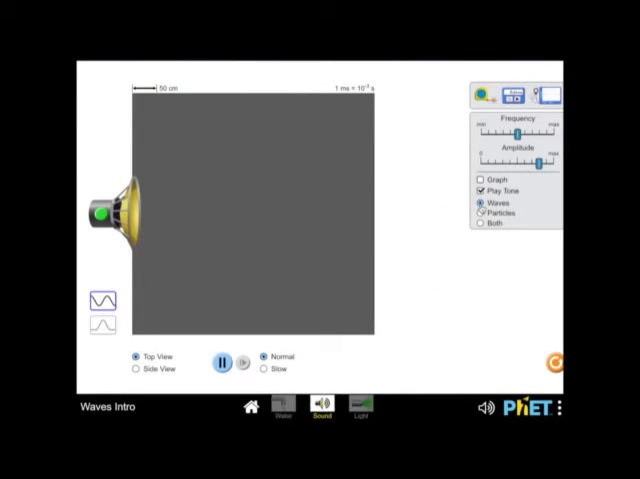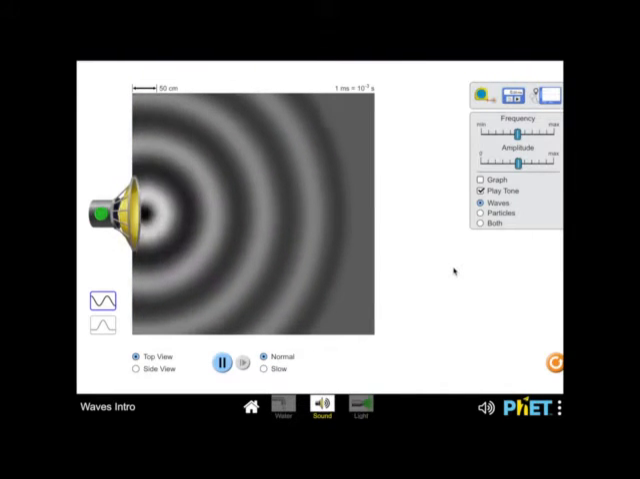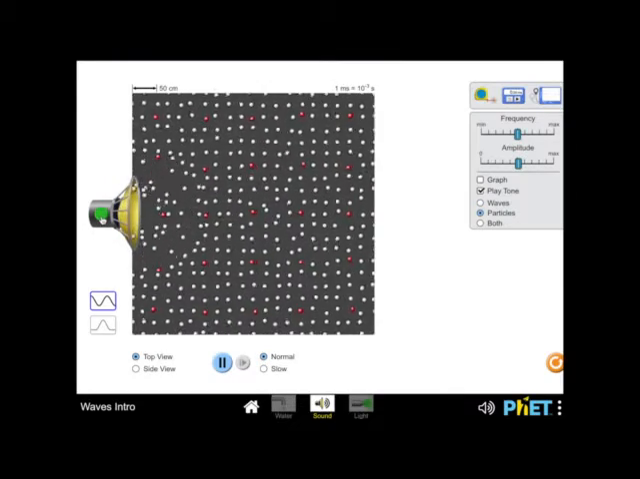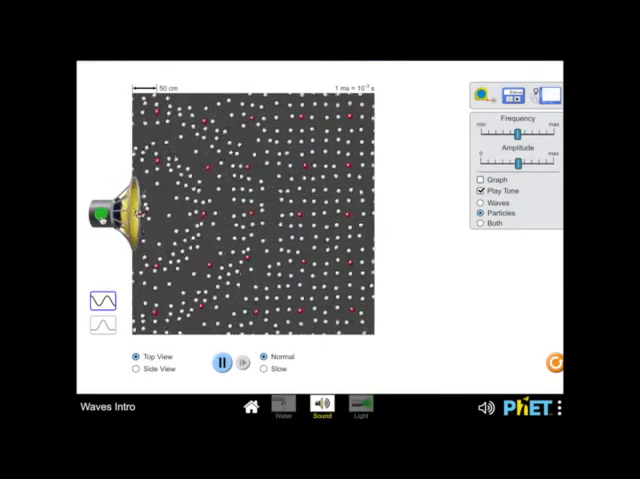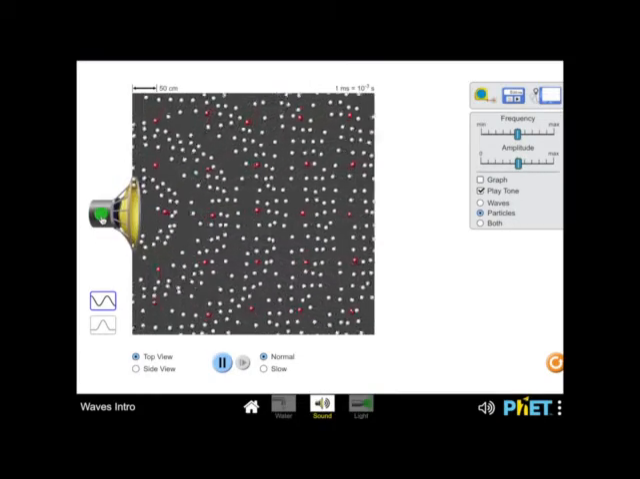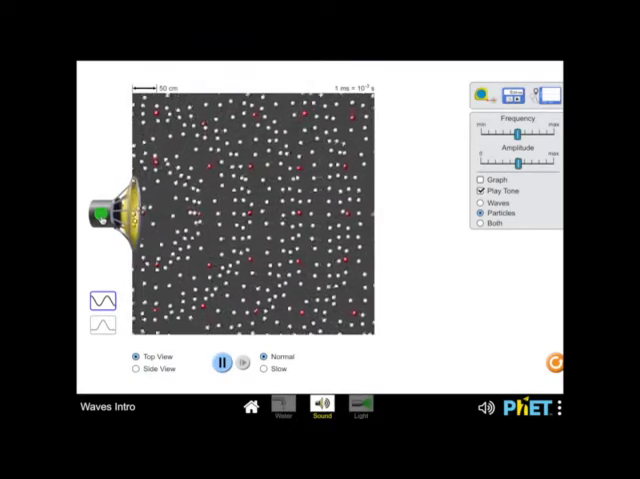Now let's look at sound waves. So as we move this PhET simulator to the sound tab, we can see that when we start playing a sound, it looks very much like when the drops of water hit the surface. So there's a vibration in the speaker that's causing the molecules in the air to get compressed and then to spread apart. We call those areas where they're spread apart rarefactions, and areas where they're compressed compressions.